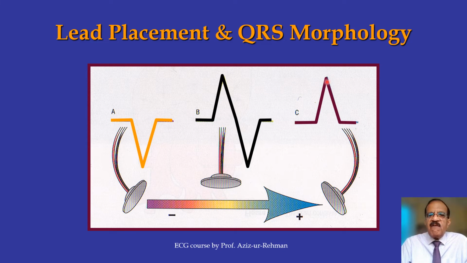A positive deflection would mean the current is flowing toward the electrode. A negative deflection would mean the current is flowing away from the electrode. And a biphasic ECG complex would mean that the current is actually flowing across this. Now, this concept we will use when we determine cardiac axis.